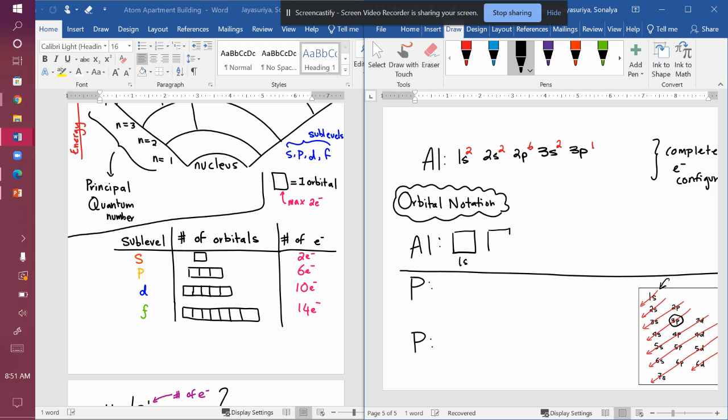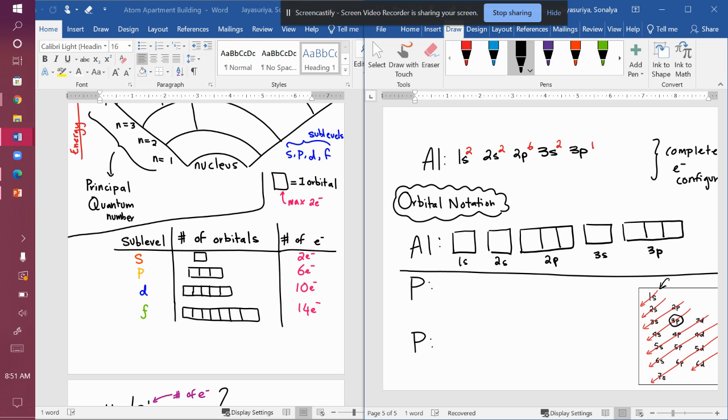Okay, so here is one box to represent the 1s orbital. Here's another box to represent the 2s orbital. Then here are three boxes to represent the 2p orbital. Then 3s is going to be another one box, and 3p is going to be three boxes. The letter is what decides the number of boxes. So this is 1s, 2s, 2p, 3s, and then 3p.